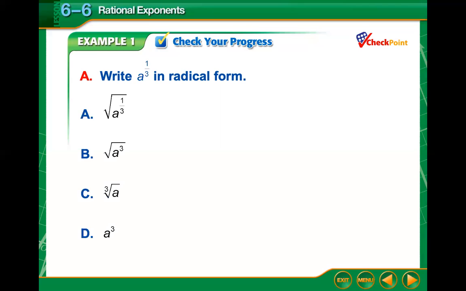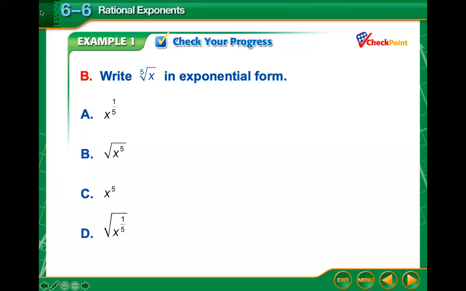All right, so moving forward, we know the index would be 3, so I'm going to get the cubic root of a, which is c. Pause the video to try this one. So we have our index is 5, so that means my denominator would be 5. So my answer is x to the 1/5. The whole point of writing in exponential form is that we get rid of this radical, which is why we can't pick b or d.